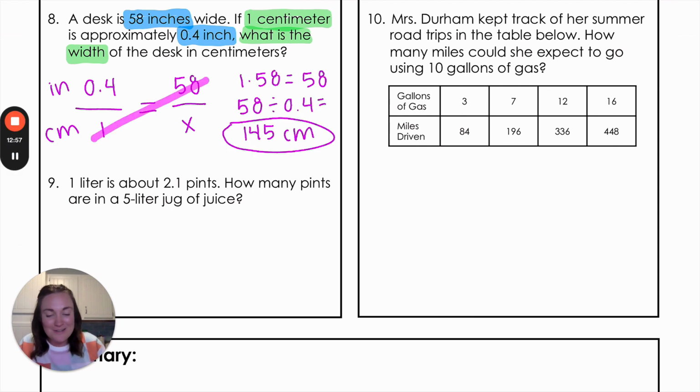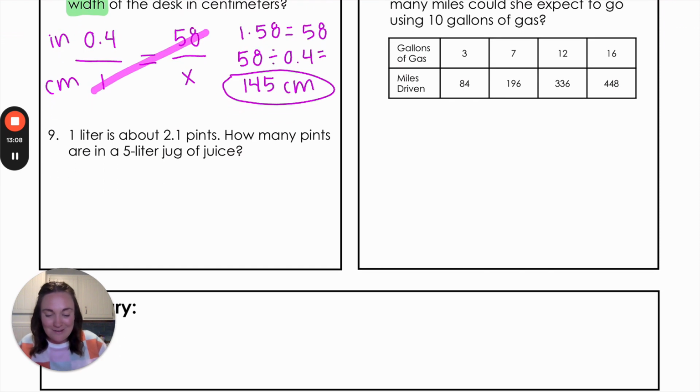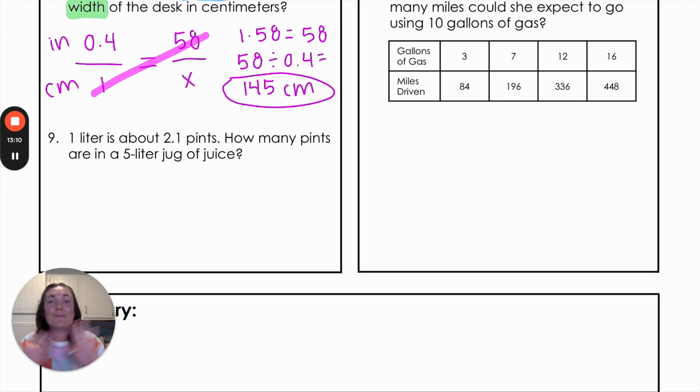All right, so hopefully we did the same thing. You're multiplying your 1 times 58, dividing by that leftover 0.4, and we get 145 centimeters. All right, we've had lots of practice, so I'm going to pause the video here, and I want you guys to solve number 9 completely on your own.